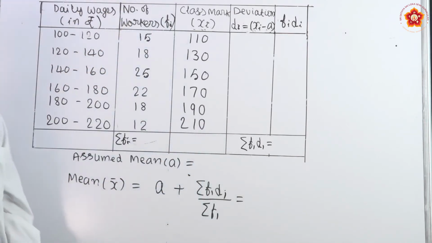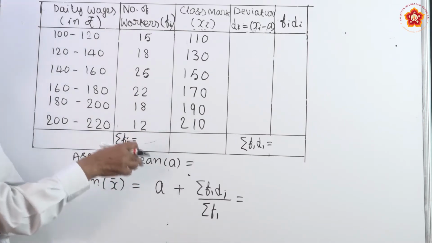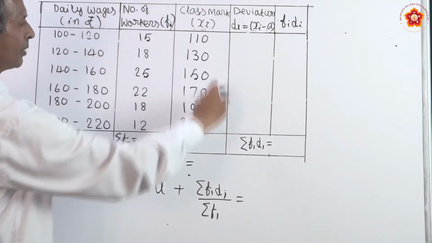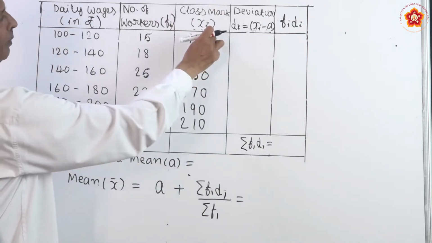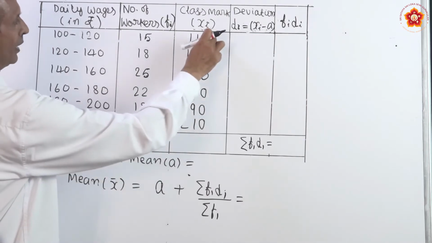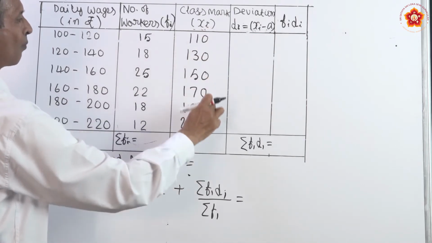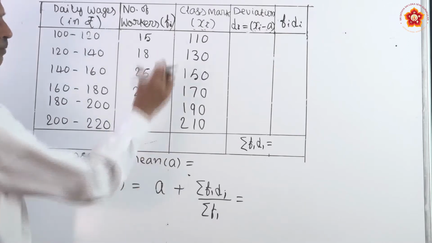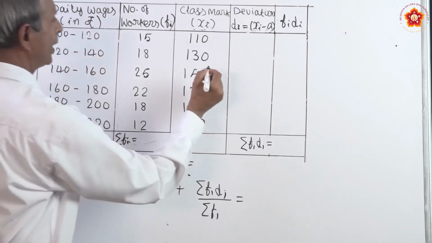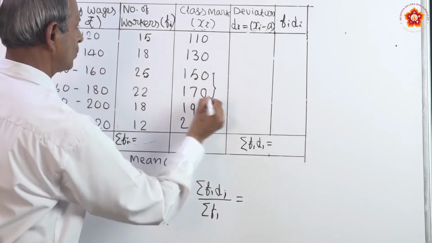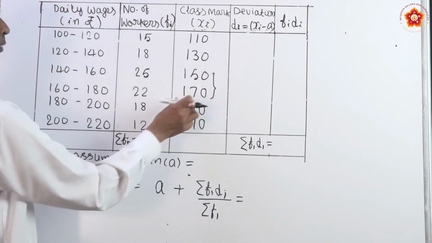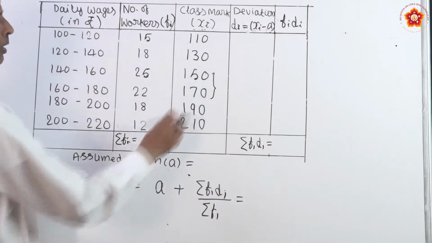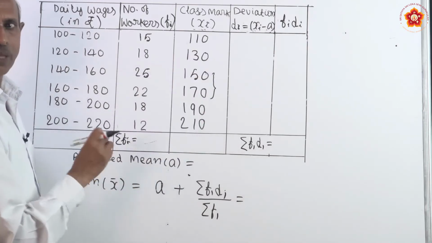Now, to calculate deviation, first of all you have to assume the mean. You have to assume the mean such that it is in the middle of the xi values. Here, how many xi values are there? 1, 2, 3, 4, 5, 6 are there. This is an even number, so two numbers will come in the middle. 150 and 170 are in the middle. Now, out of these you have to assume the mean.